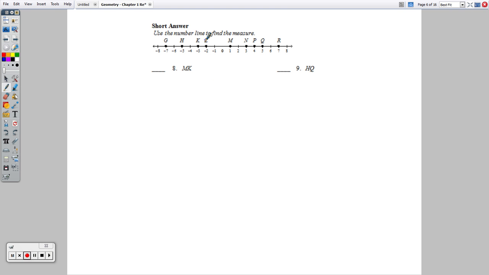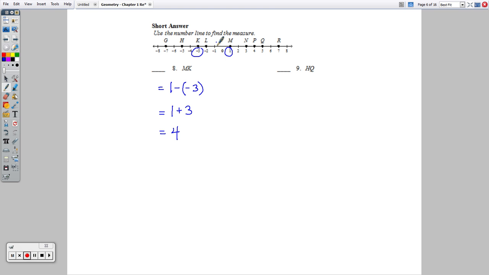Moving on to some short answer stuff now. Instead of multiple choice, use the number line to find the measure. So MK, what's the distance from M to K? I always start with the rightmost point and just do that one minus that one. That way I don't have to use absolute value, but you could use absolute value if you wanted to. If you wanted to do left one minus right one, you would have to use absolute value. But MK is going to be, you got 1 and you've got -3 right there. So 1 minus -3 is the distance between those 2 points. That would be 1 plus 3, which would equal 4.